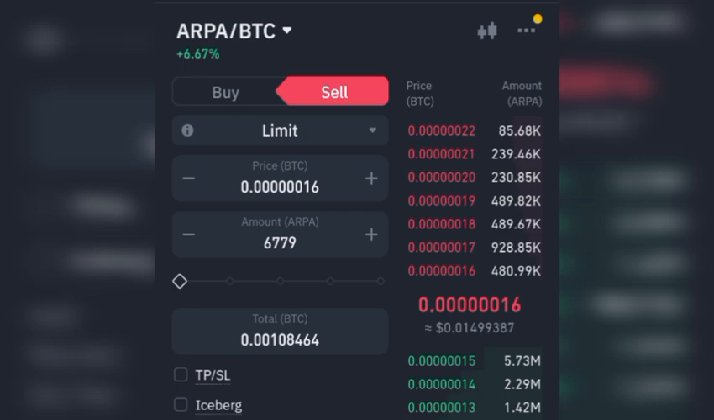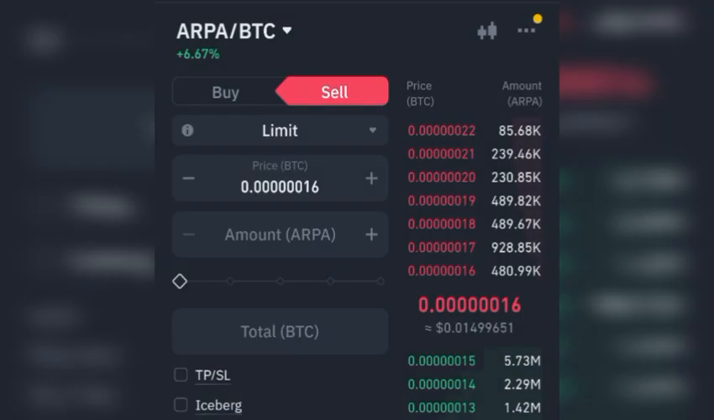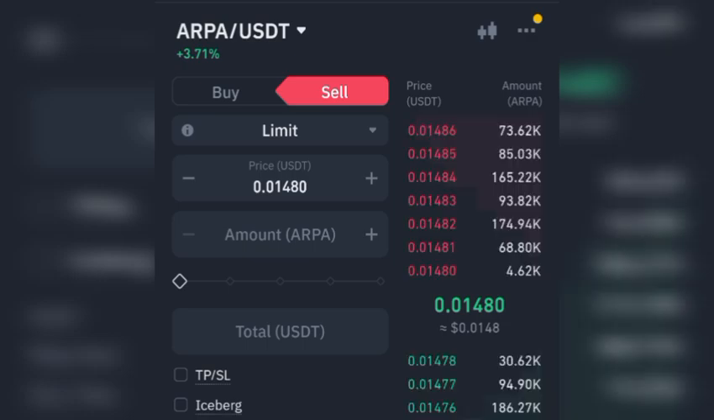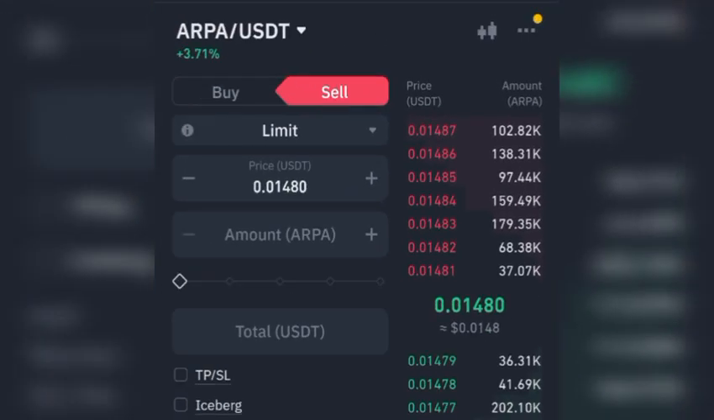The boomerang strategy just tells us that we will go back to ARPA USDT. Remember that we bought it for what? How much did we buy it for? We bought it for 01475. Remember that. Okay? We bought it for 01475. Now the price has gone up to 01480. Then we will sell it back.